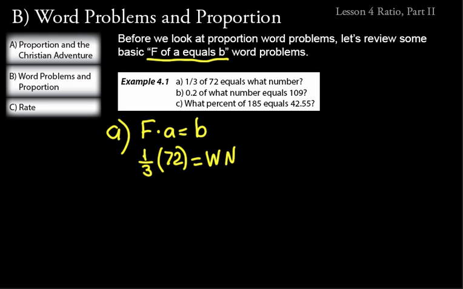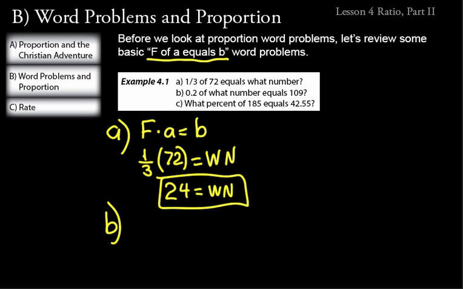So now we're just doing 1/3 times 72, or 72 divided by 3, you can think of it like that too. That equals 24. So that's what number is equal to, 24.